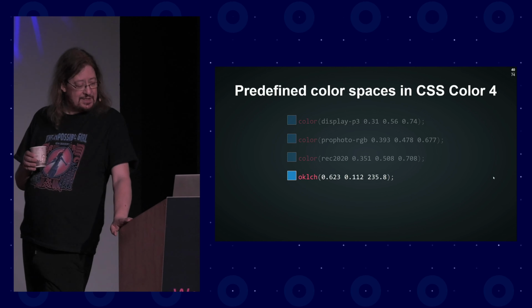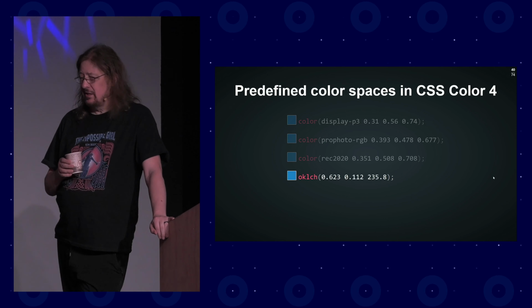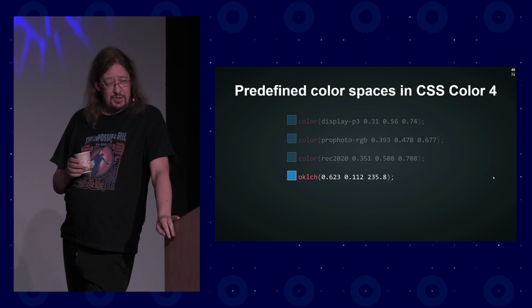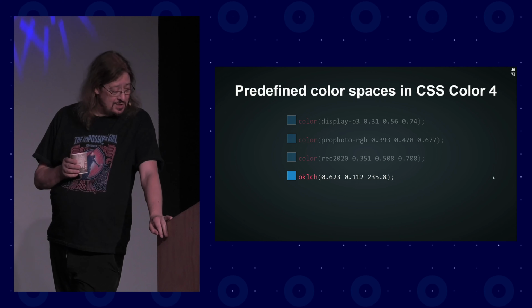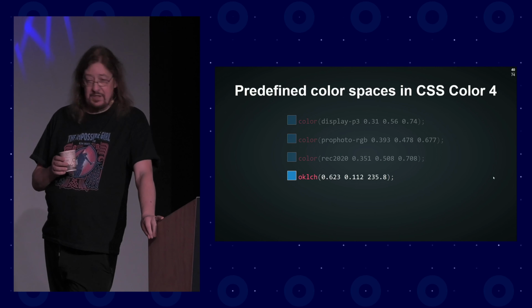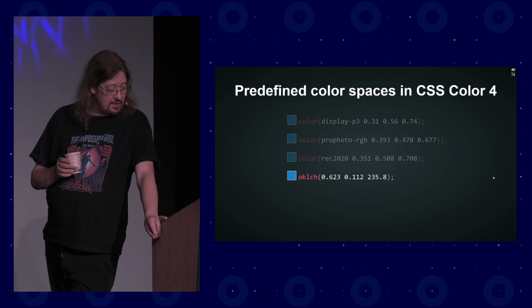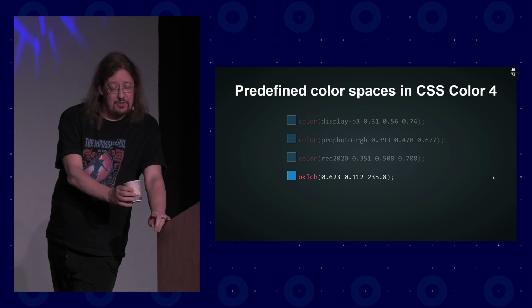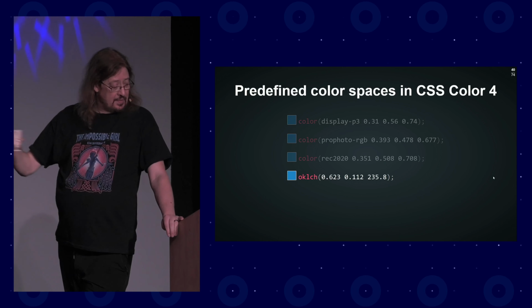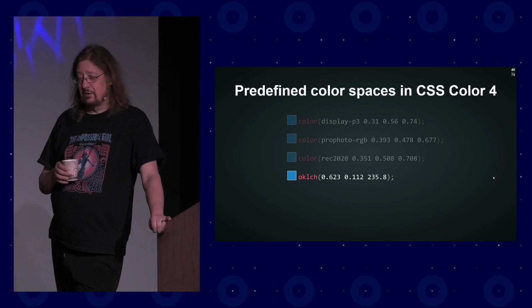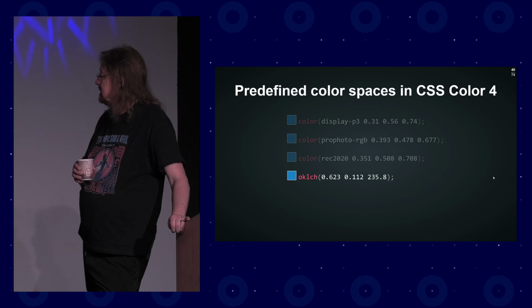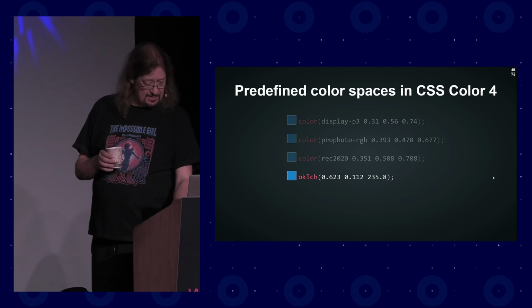OKLCH, what's that? Well, it's a very new thing. We were somewhat hesitant to adopt it into CSS, but it's very good, so we did. L is the lightness on a 0 to 1 scale. C is the chroma, I explained, that's how far from the neutral axis. And then the last one is the hue, an angle, 0 to 360. So you can specify it like that.